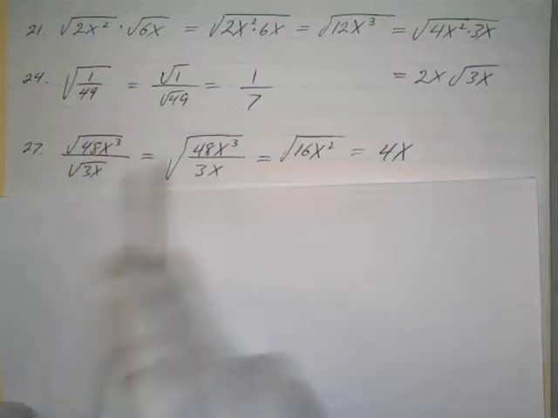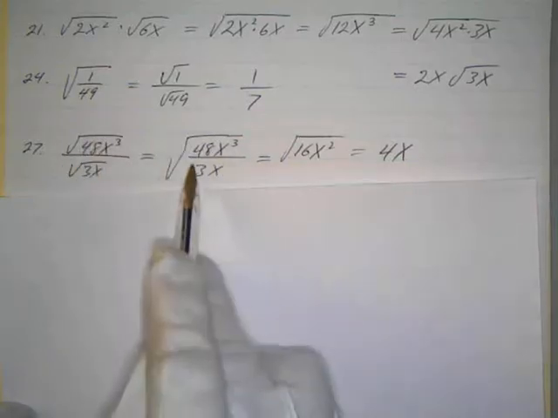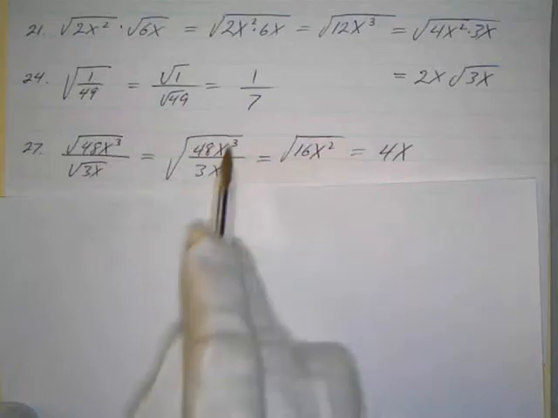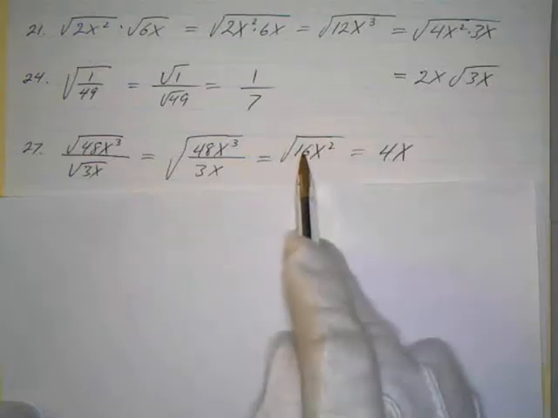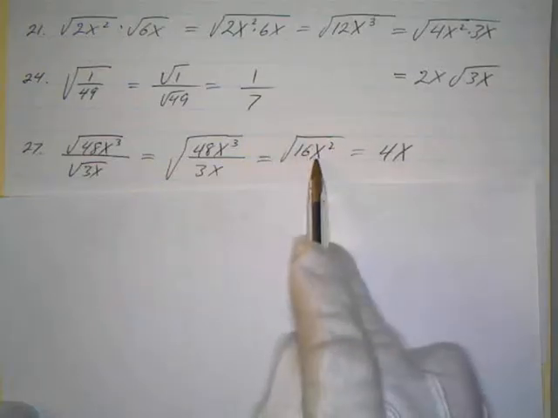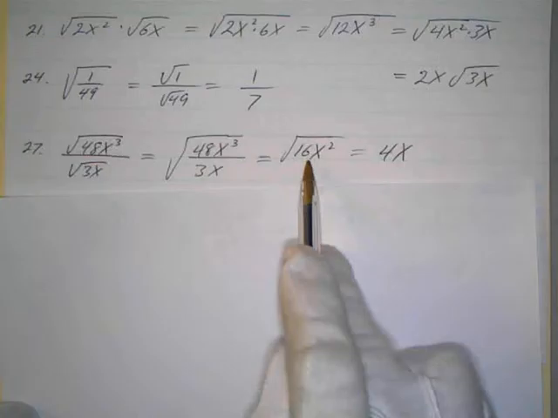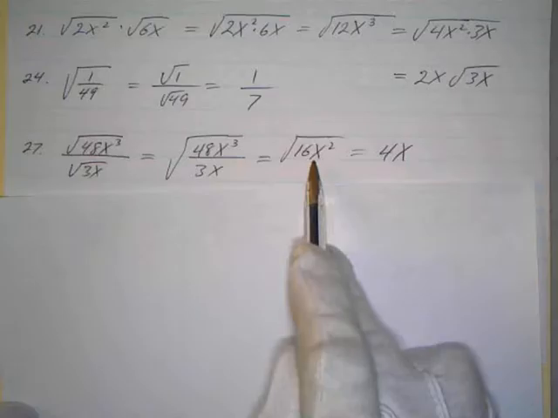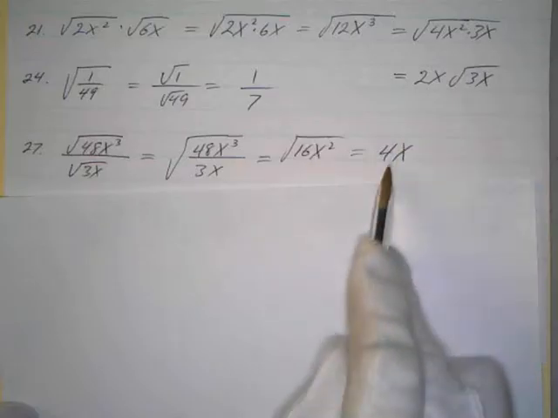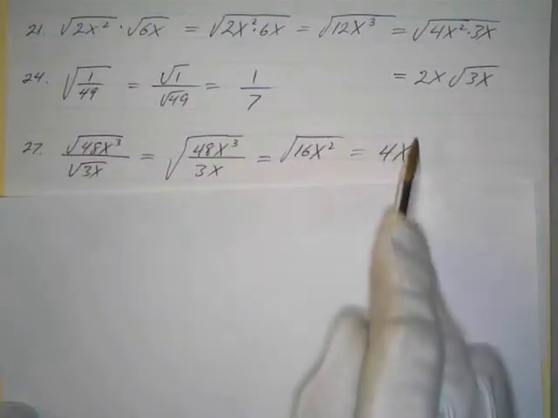So I'm going to use the rule that the quotient of the square roots is the square root of the quotient, so I can simplify, because 3 goes into 48 16 times, and then x cubed over x leaves me with x squared. And now I've got a nice perfect square factor, and the square root of 16 is 4, and the square root of x squared is x. Now again, if you look at the top of these problems, it says that x is greater than or equal to 0. So I don't need the absolute value bars. If I didn't know that, I'd need the absolute value.